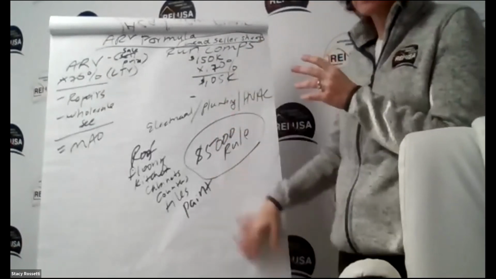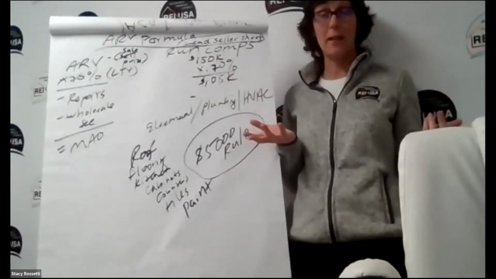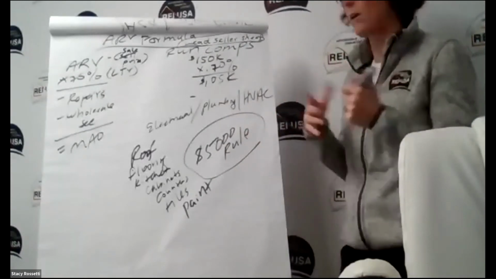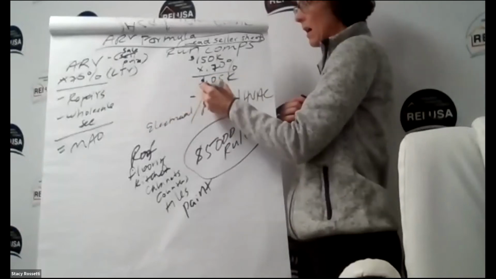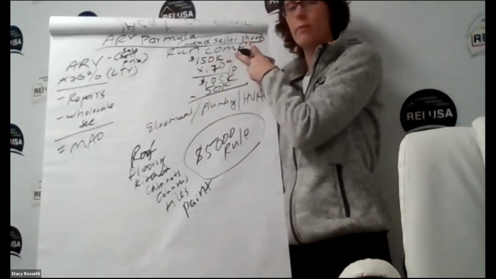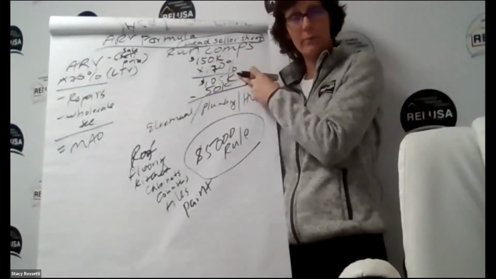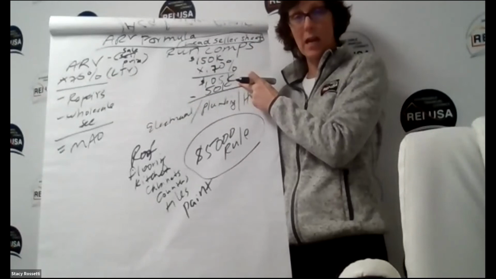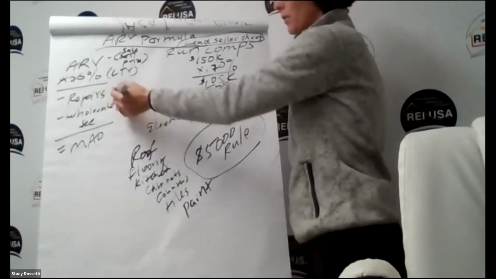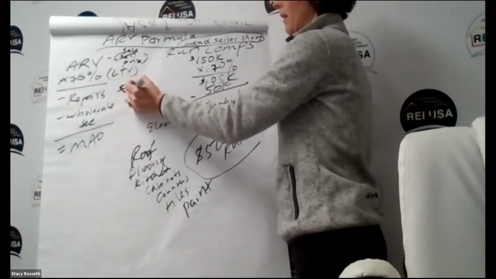Okay, so now we've got the repairs. So I'm going to say this house is like a typical rehab and it needs 50 grand worth of work. This is not a rental rehab. This is a regular rehab, right? So now repairs, 50K. We were at 150 for the ARV. We multiplied it by 70% to get 105. We minus 50K for the repairs. So now we're at $55,000, right? 55K right here.